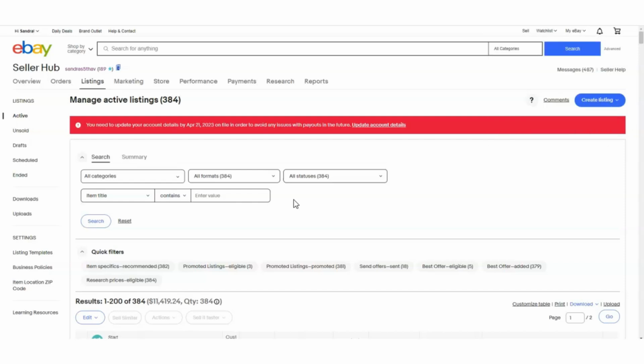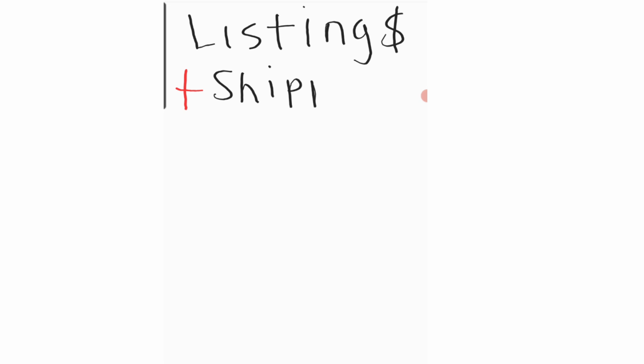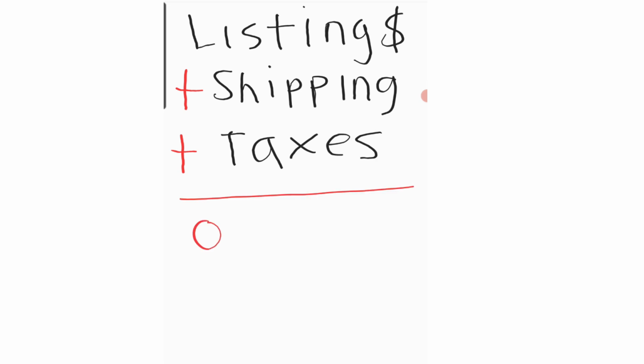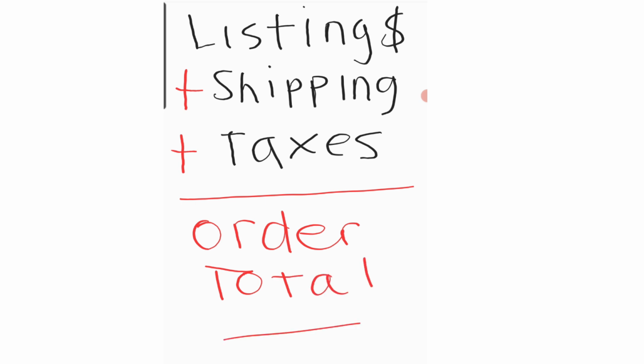And when someone makes a purchase from you, they will pay the listing price or an offer price if that's how the sale was made. They will pay the shipping price that you set if you chose flat rate shipping, or the shipping price that eBay calculated for them if you chose calculated shipping. And if you chose free shipping, then the only thing they would pay is the listing price. Those two fees plus the taxes will be the buyer's order total.